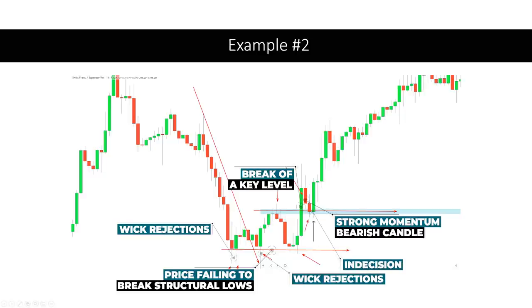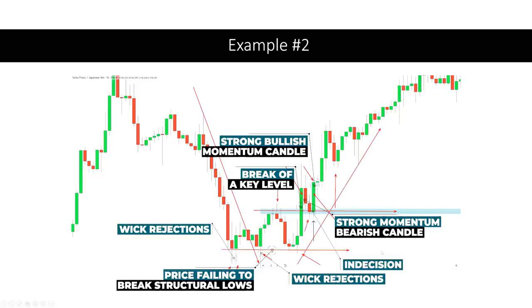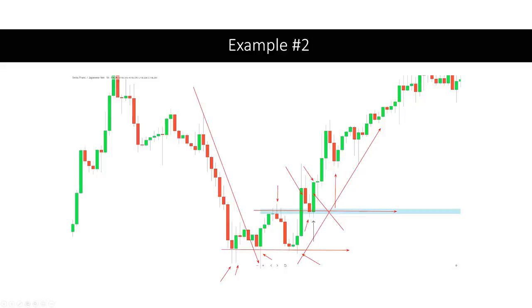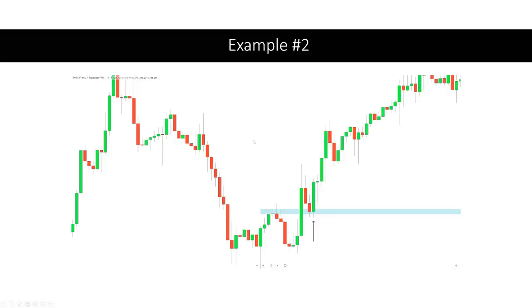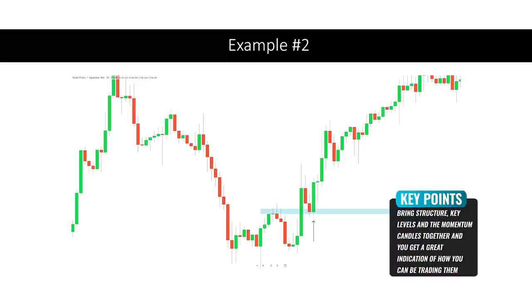After the depletion, what do we see? A very strong bullish momentum candle with a strong close to the upside, comparable to the candles to the left. It is very convincing that if we want to take a trade, there's a very high chance price will continue up. And as you can see, this is exactly what happened. So this is how we look at our momentum candles. As you can clearly see from the two examples, they're fairly similar, a very simple process, and very easy to identify. Bring structure, key levels, and the momentum candles together, and you get a great indication of how you could be trading them.